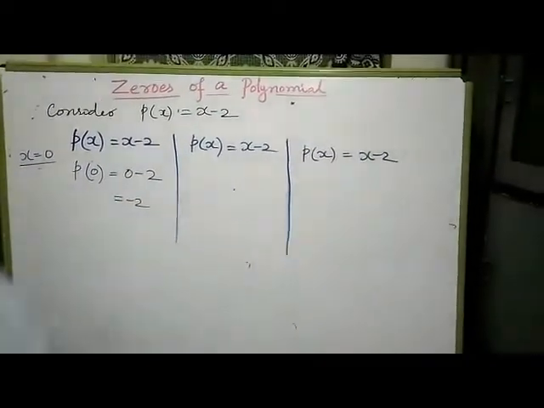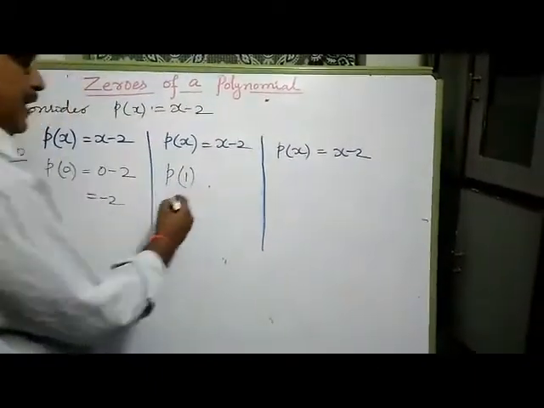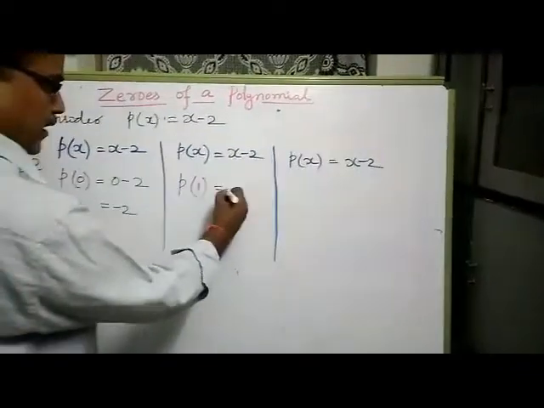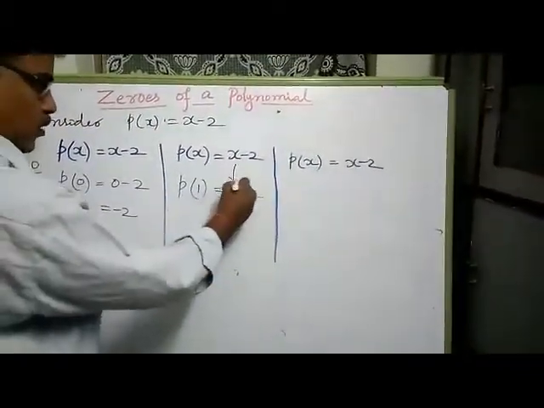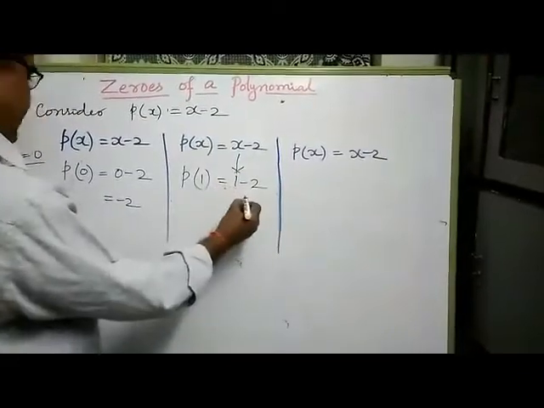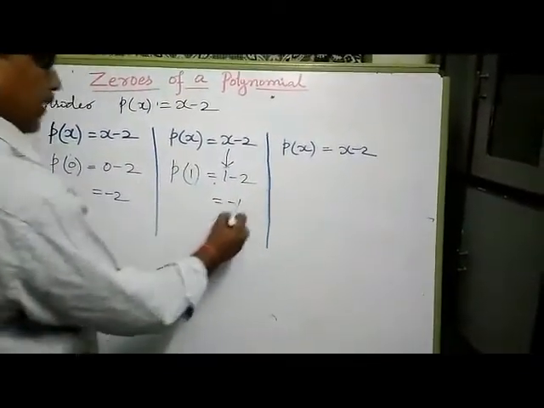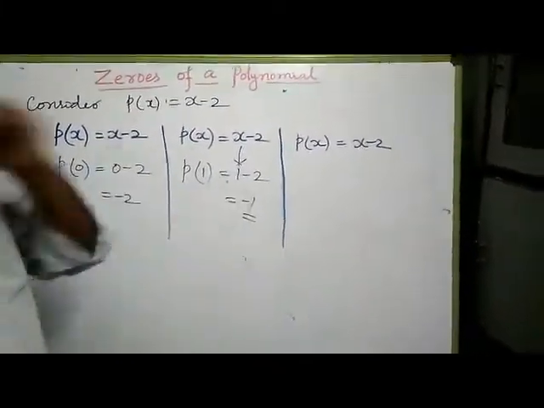Coming to the next one, here I take p of 1, the value of the polynomial at x is equal to 1. Put x is equal to 1. 1 minus 2 is equal to minus 1. Here the value of the polynomial at x is equal to 1 is minus 1.